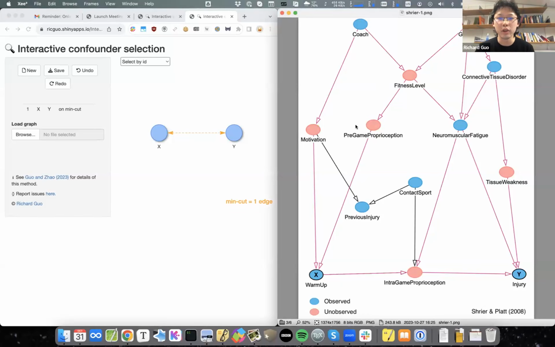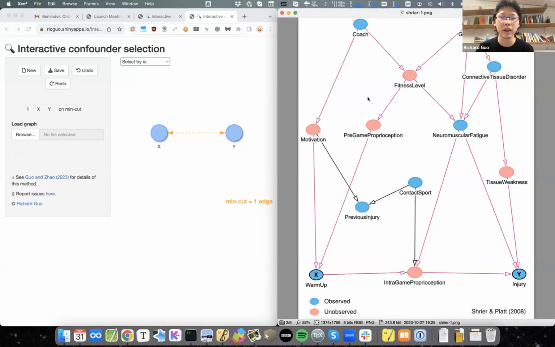So here I'm looking at a case study on the right. The case study is about inferring the effect of warm-up on sports injury: whether or not you do warm-up before exercise would increase or decrease the likelihood of getting sports injury. So treatment is warm-up, injury is the outcome. This example is, by the way, from the Shrier and Platt 2008 paper. And I'm coloring all the observed variables blue and all the unobserved latent variables red.